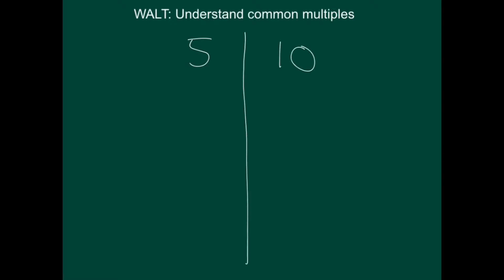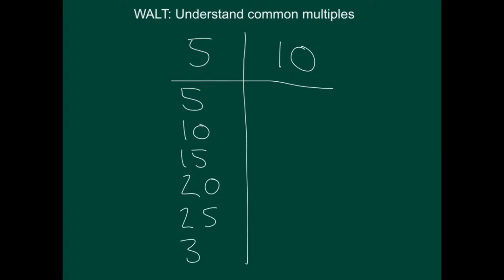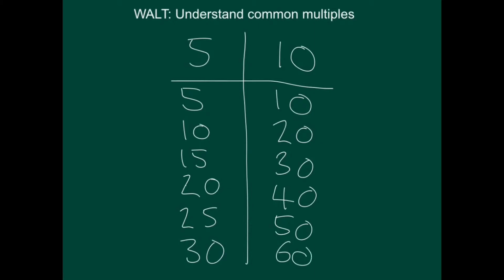So we're going to do a quick little table here. And these multiples aren't so bad, so we're just going to skip count our 5s first. We're going to go 5, 10, 15, 20, 25, 30. We could go on, but we'd be here all day, probably for infinity. So we're going to go onto the other side now. We're going to skip count in our 10s. So we're going to go 10, 20, 30, 40, 50 and 60.